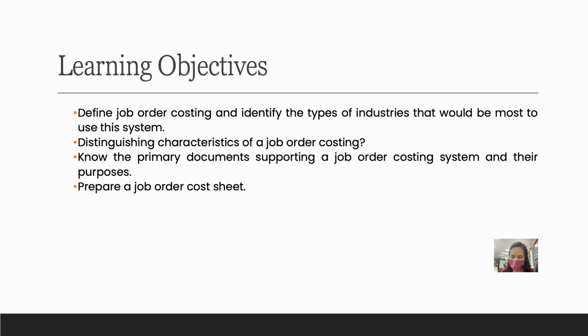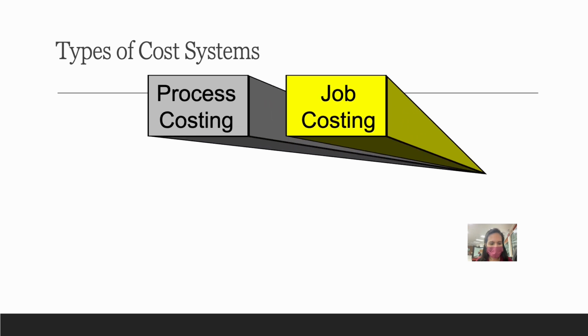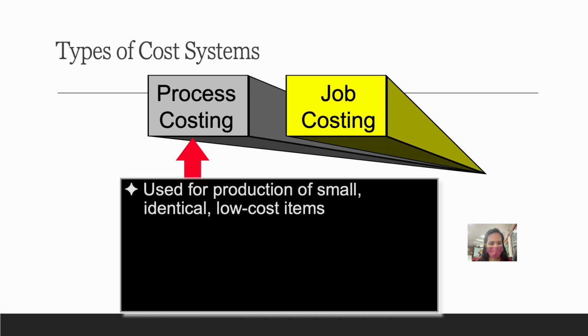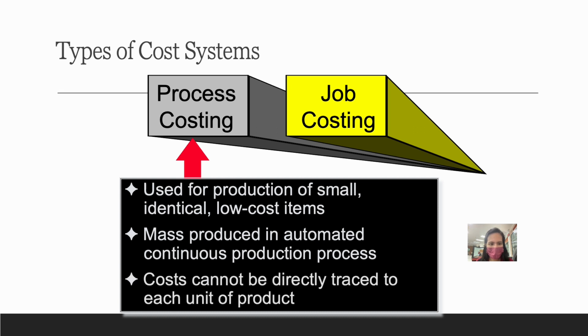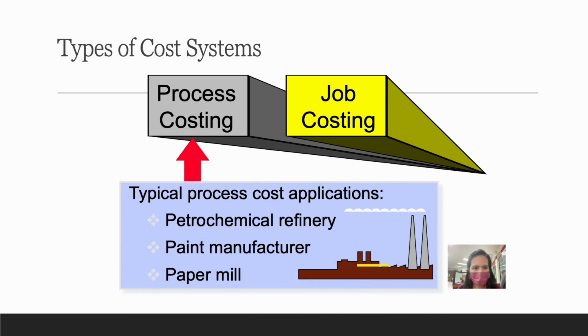But before that, we need to distinguish job order costing and process costing. So there are two types of cost systems: process costing and job order costing. Process costing is usually used for production of small, identical, low-cost items, homogeneous products. It is also used for mass production in an automated continuous production process, and the cost cannot be directly traced to each unit of product. Examples are the petrochemical refinery, the paint manufacturer, and the paper mill.